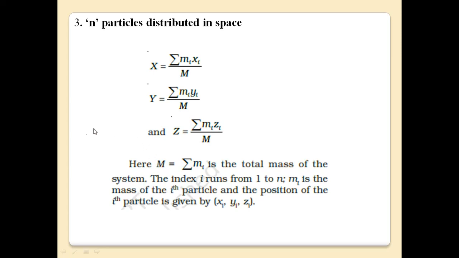So these n particles will be lying randomly in a three-dimensional space. Here the index i runs from 1 to n. Mi is the mass of the ith particle and the position of the ith particle is given by xi, yi, zi.